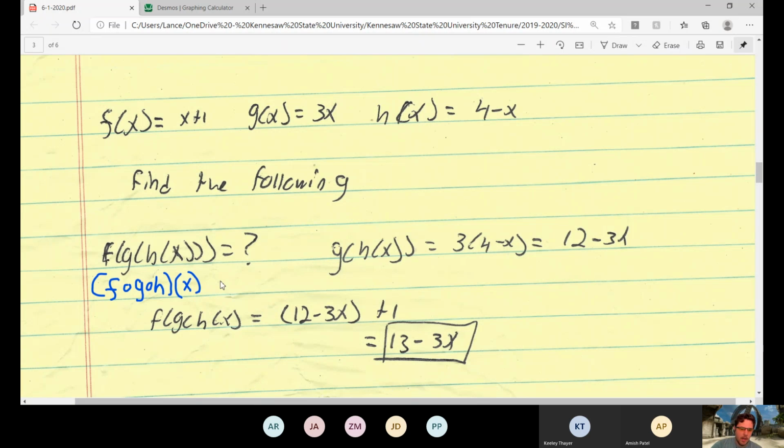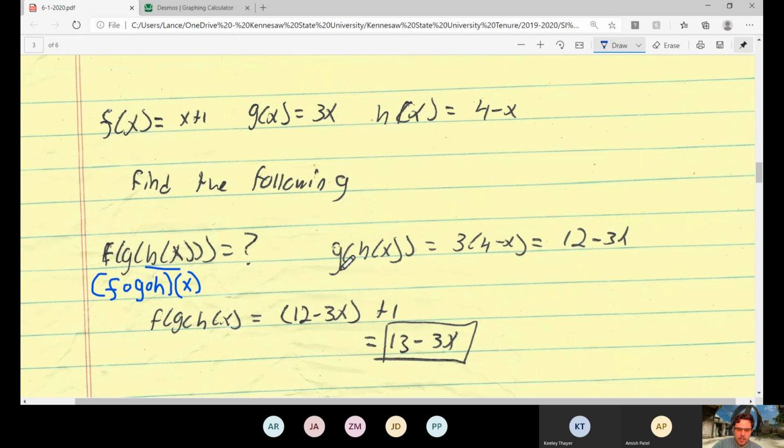So what I do is I'll start inside out. And what I mean by inside out, you have this function, h of x, and then it's plugged into g of x. So I do that one first. So you find g of h of x, so you get 3x, so 3, and you plug in 4 minus x, and you get 12 minus 3x. If I'm losing anybody, you got to let me know.